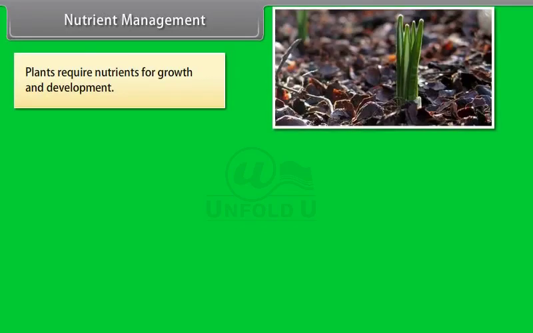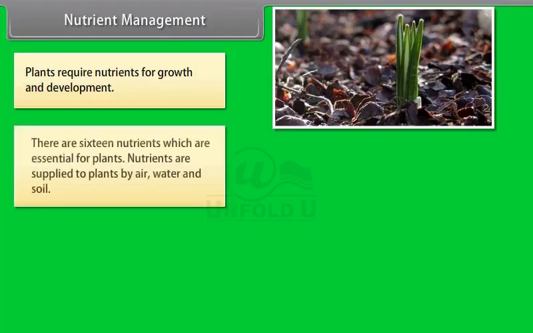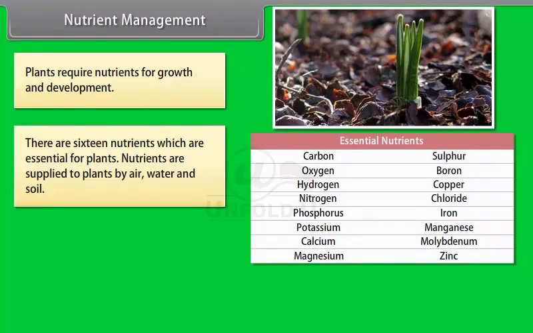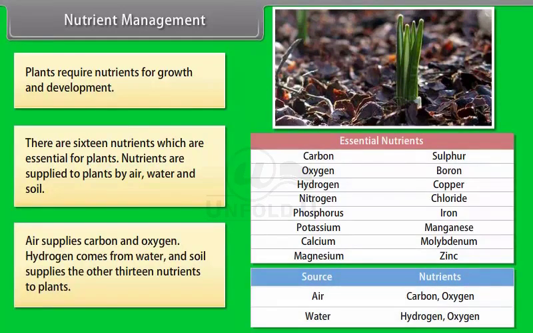Nutrient management. Plants require nutrients for growth and development. There are 16 nutrients which are essential for plants. Nutrients are supplied to plants by air, water, and soil. Air supplies carbon and oxygen, hydrogen comes from water, and soil supplies the other 13 nutrients to plants.